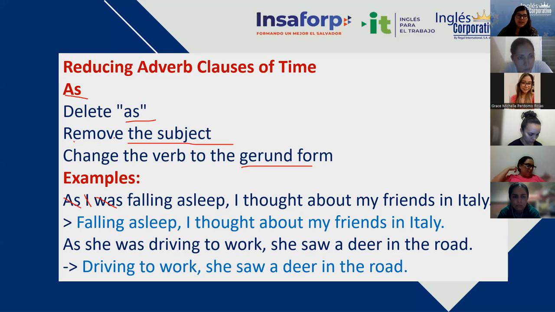¿Verdad? Recuerden. El verbo to be, si en una clause tiene verbo to be, lo elimina. No dejamos ninguna clause con el verbo to be. Ese se elimina. Then you eliminate as, eliminate the subject and eliminate the verb to be. Y deja solamente falling. And then you say, falling asleep. Falling asleep, I thought about my friends in Italy.